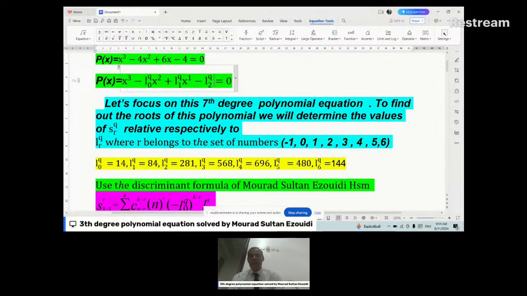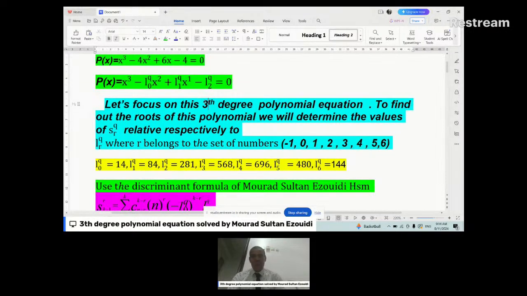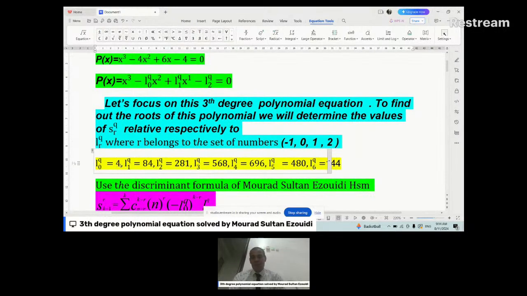Now learners, you can see this is a third degree polynomial equation, and we should find the values of S minus 1, S0, S1 and S2. I'll just focus on the coefficients: this one is 4, this one is 6, L1 is 6, L2 is 4. The rest no need to write.